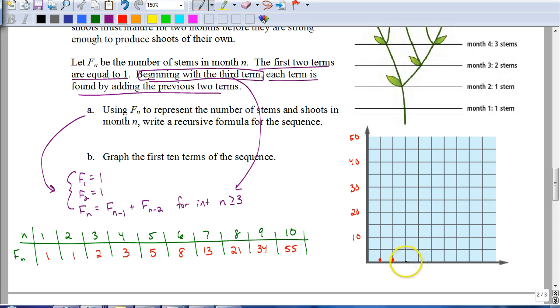For the first 2 terms, the third term is going to be 2. The fourth term will be 3. The fifth term will be 5, so that's easy to graph. The sixth term is 8. The seventh term would be 13. So here's 10. 13 would be a little over halfway. The eighth term would be 21. The ninth would be 34. And the 10th term of the sequence would be 55, which would be right up there. Again, this is a sequence that we're graphing, so do not connect the points with a line.